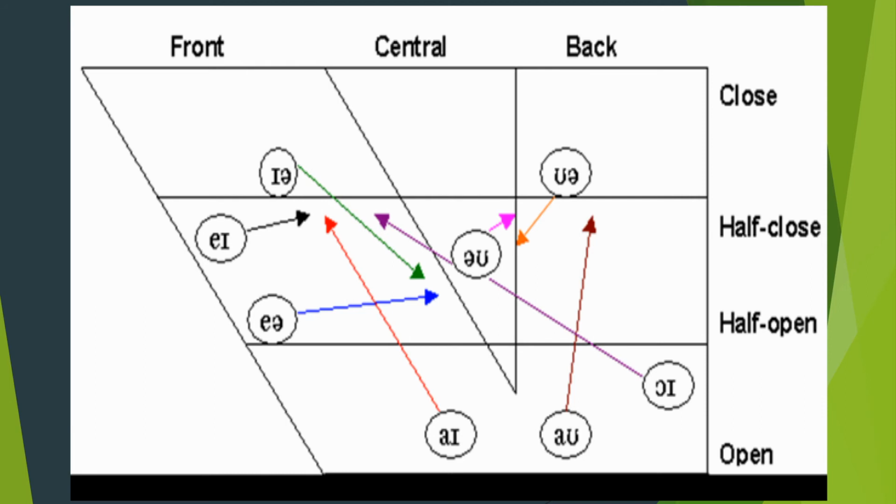This one. Blue arrow. This is A towards A. Ea. And the last one is this saffron arrow, gliding from U to A. Ua. So these are the 3 diphthongs in the third cluster which are gliding towards A.